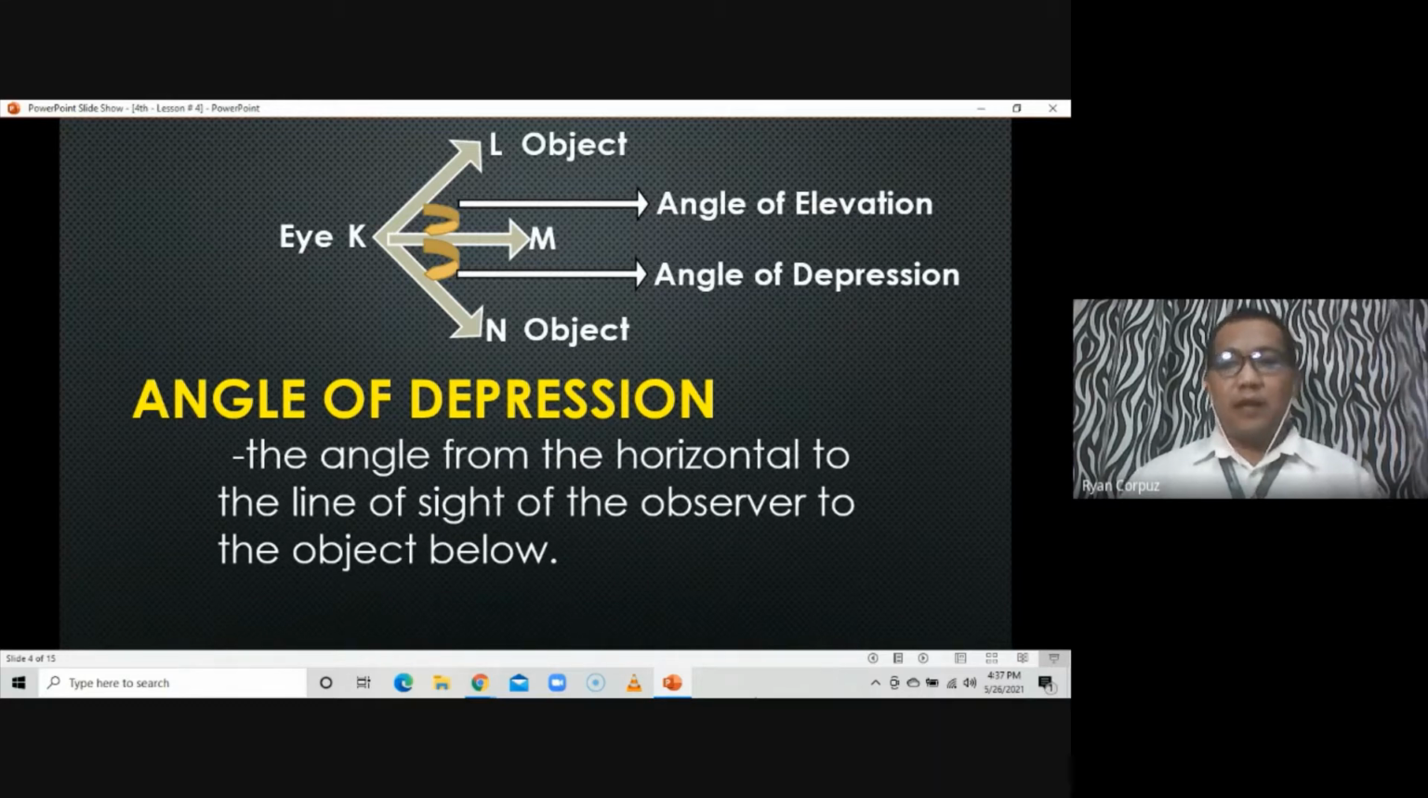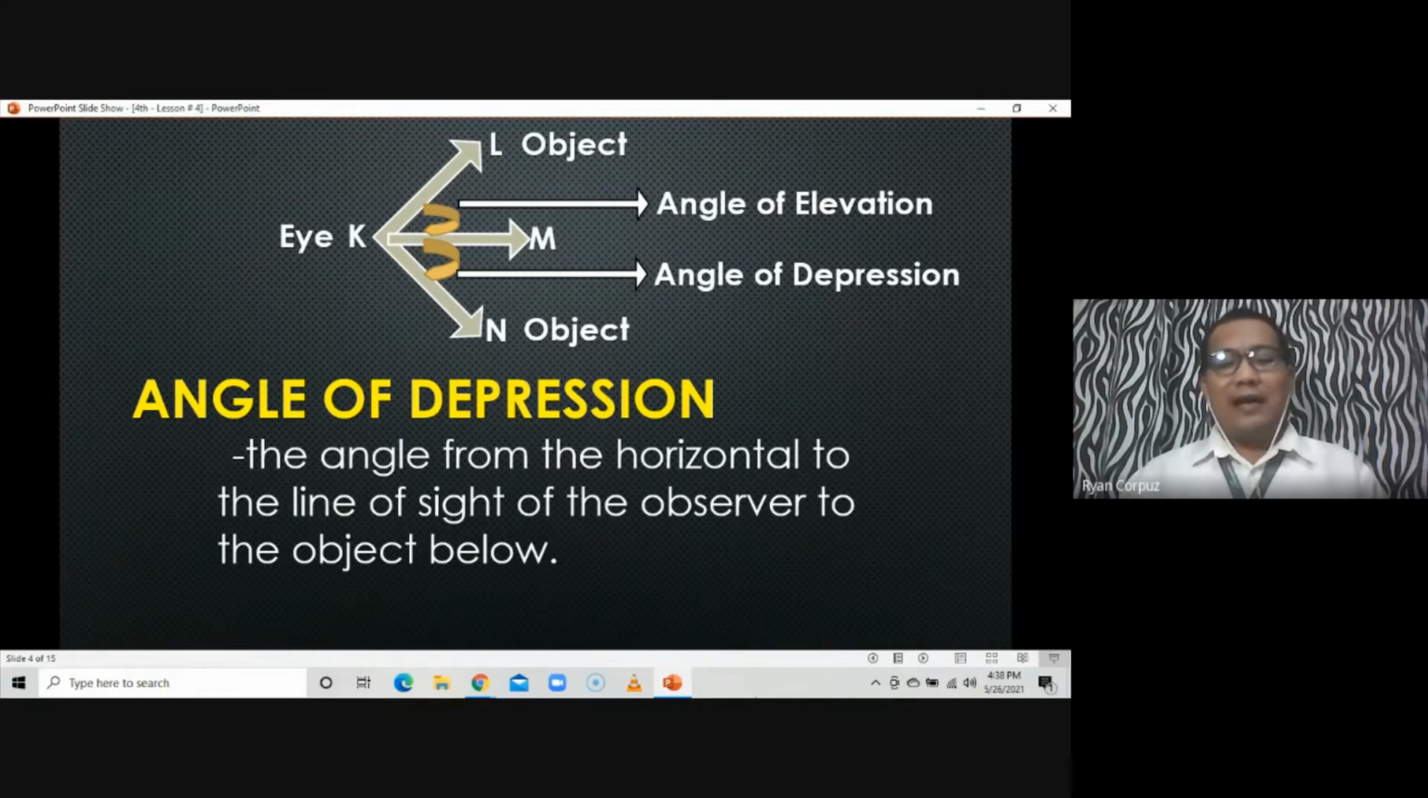So sa madaling salita, kahit saan pwesto ka, kahit nasaan ka, makaka-form ka ng tinatawag na angle of elevation and angle of depression. So sinasabi lang natin kanina, the usual is that you can form angle of elevation when the observer is below, while you can form angle of depression when the observer is above. But there are some instances that even if you are above or even if you are below, you can still form angle of elevation and angle of depression.